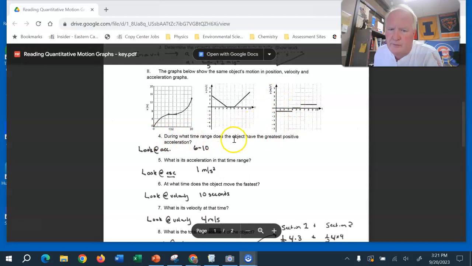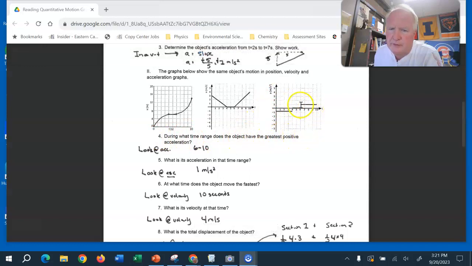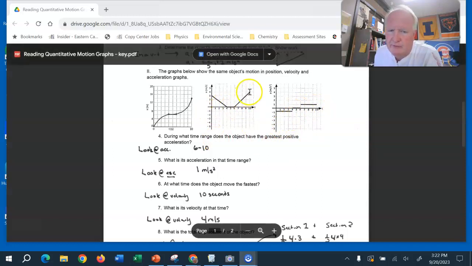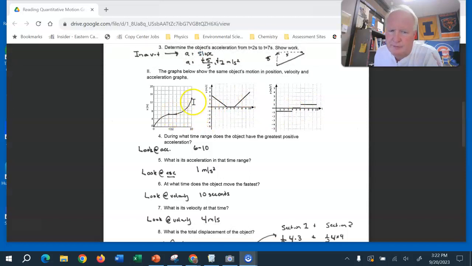And so where is the greatest positive acceleration? Well, it's right here in the acceleration graph, +1. During what time range does the object have the greatest positive acceleration? From 6 to 10 seconds. And that makes sense, right? Because it's getting faster here, and we can see from the position versus time graph that it's getting faster there.